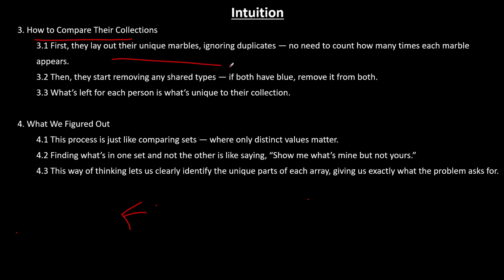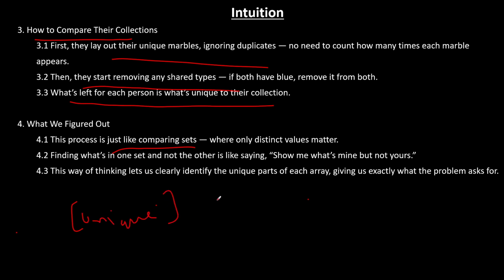As I explained, they will lay out the things and they will start removing their set types. And what is left for each person is the unique to the collection. Now, if you can recall, there is a data structure which we can use here in Python, right? Which stores only unique elements within itself. If you can recall, it's fine. If not, let me reveal it to you. It's sets. Fine. A set always stores unique elements.